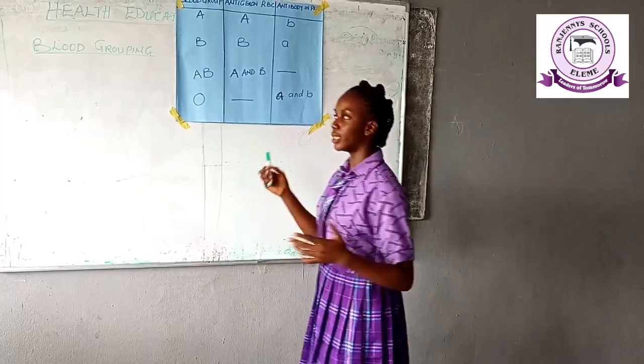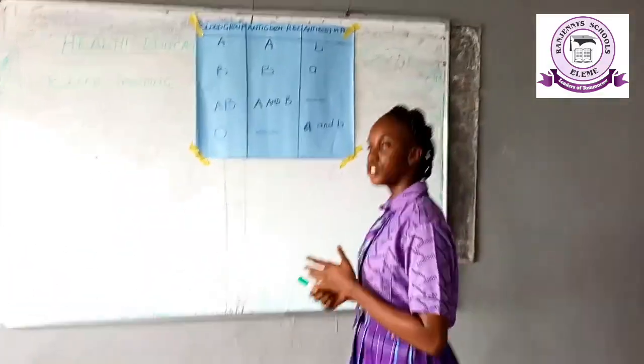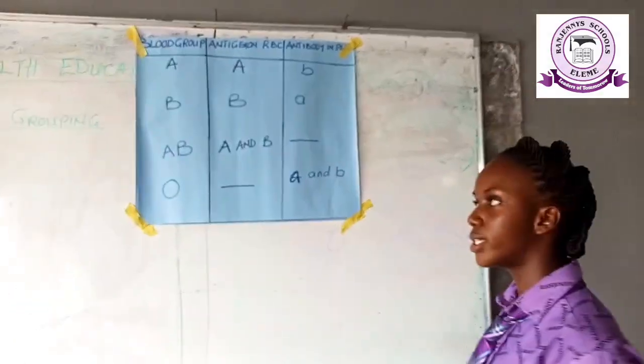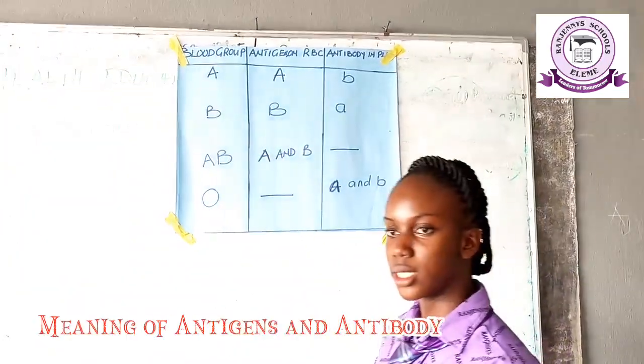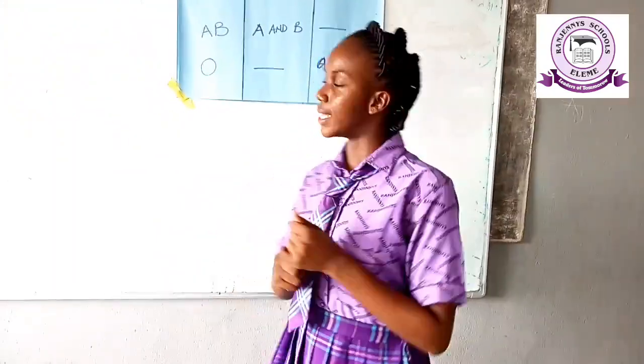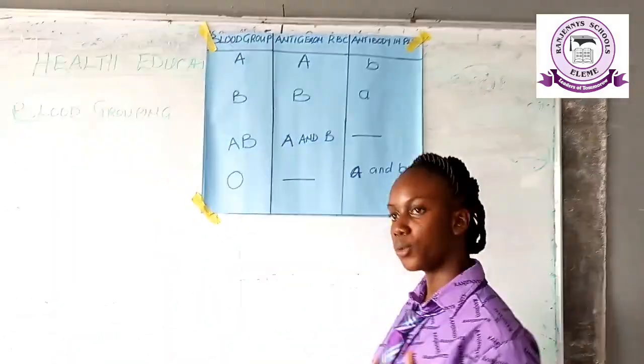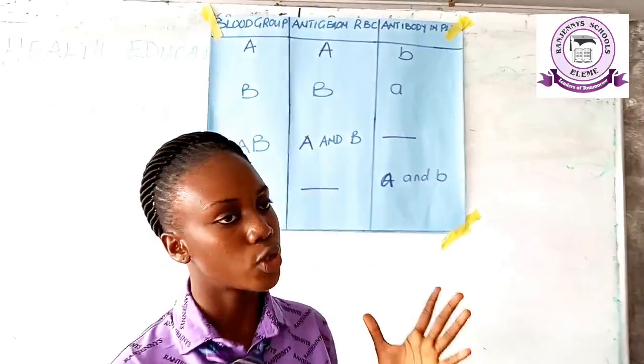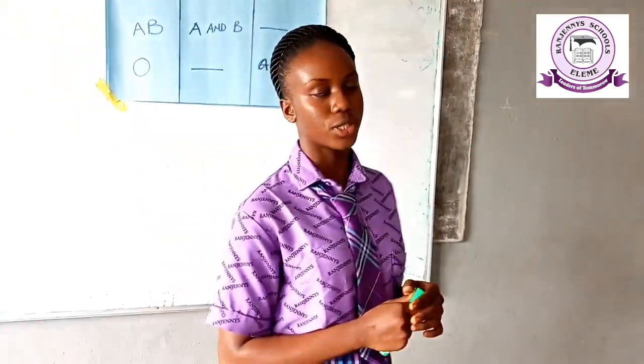We are going to be looking at the different blood groups we have, the antigens in red blood cells, and antibodies in plasma. What are antigens? Antigens are proteins found on the surface of the red blood cells. What are antibodies? Antibodies are proteins produced by the white blood cells to help fight or neutralize foreign antigens.